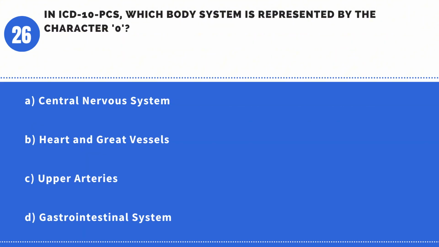While hyperglycemia is present, DKA represents a more acute and complex metabolic decompensation. Correctly identifying the most specific and severe condition as the principal diagnosis is crucial for accurate MS-DRG assignment and proper reimbursement. Question 26. In ICD-10-PCS, which body system is represented by the character 0? A. Central nervous system. B. Heart and great vessels. C. Upper arteries. D. Gastrointestinal system.